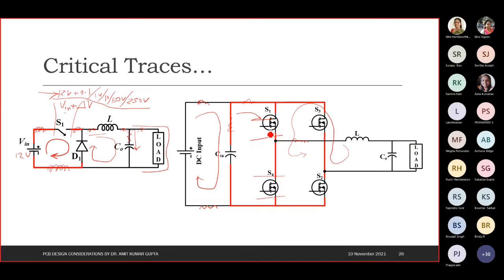Okay. These loops are called switching loops, as I said, here in the buck converter. Whenever the switching device is involved in the loop and it is turning on and off, what generally happens in SMPS, switch mode power supplies, or any kind of inverter or anything related to power electronics, it will have a device which is turning on and turning off. That loop is called a switching loop. Okay. So how can we reduce these stresses? First of all, whenever we are designing a circuit, we need to identify what the critical traces are.